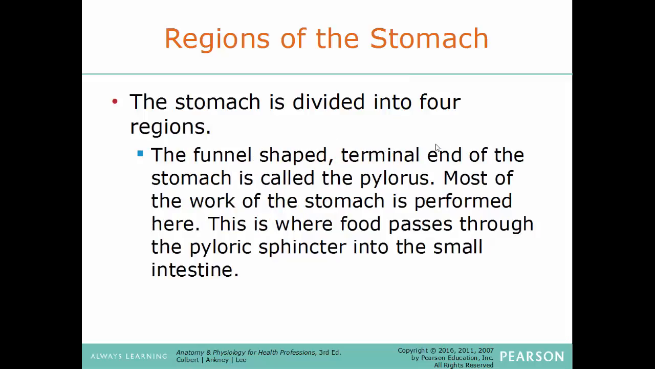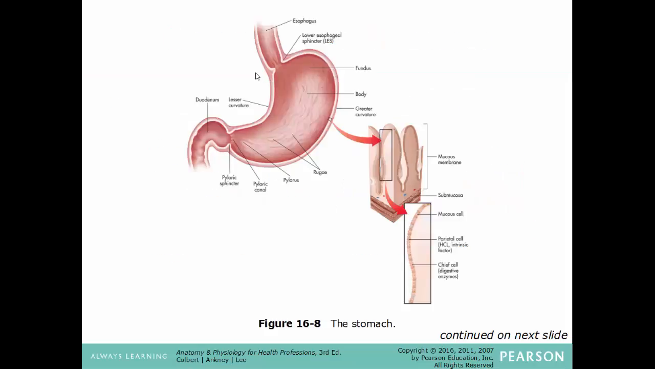Then the end point of the stomach is called the pylorus. This is a funnel-shaped structure. Now, most of the work of the stomach is performed here in the pylorus. This is what controls how much material enters through the pyloric sphincter into the first part of the small intestine. Here are those 4 areas.